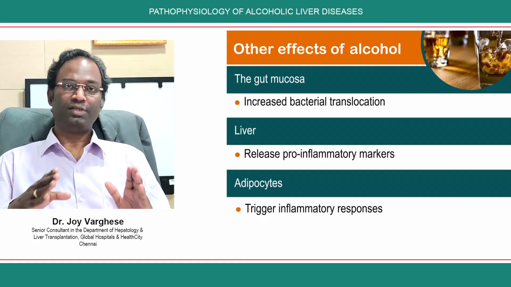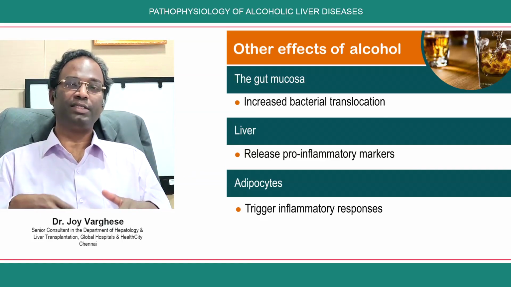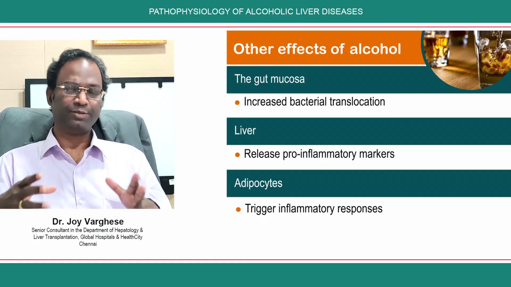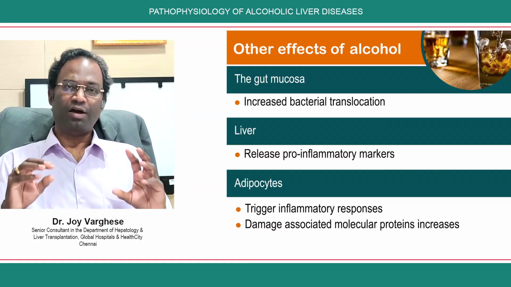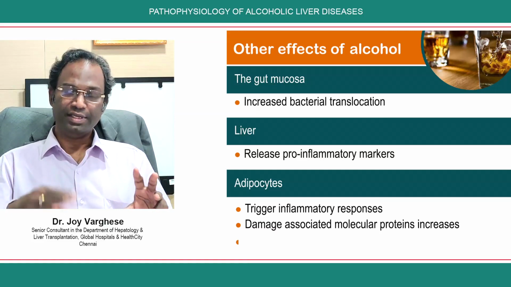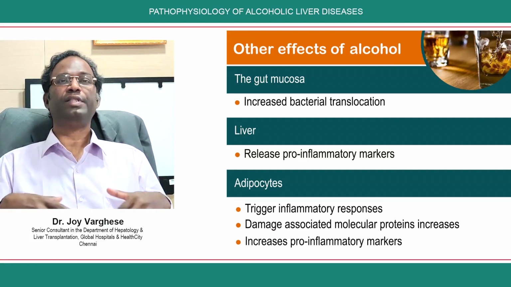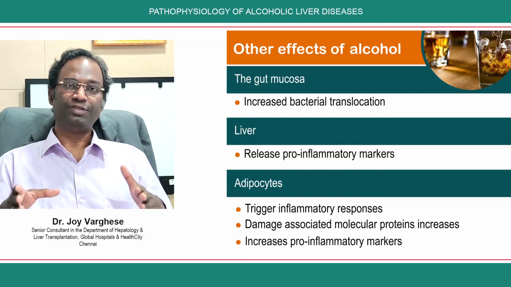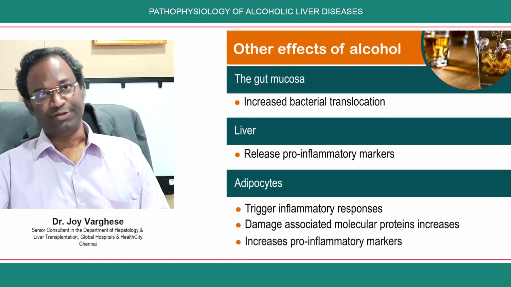So alcohol directly affects the liver. Indirectly, it increases bacterial translocation, and through the adipocytes it increases DAMPs, which means damage-associated molecular patterns. So in a nutshell, all these components increase the pro-inflammatory markers. Whenever the pro-inflammatory markers are increased, the consequence will be scar formation. Thank you so much.